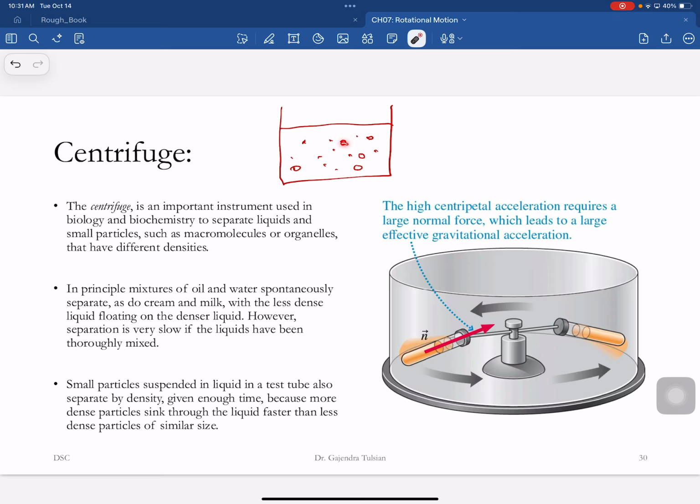So if you could make gravity stronger, it would settle faster. And that's what this does. It effectively increases gravity by a huge amount. So in blood, if things would settle in days and weeks, it'll make it settle in minutes.